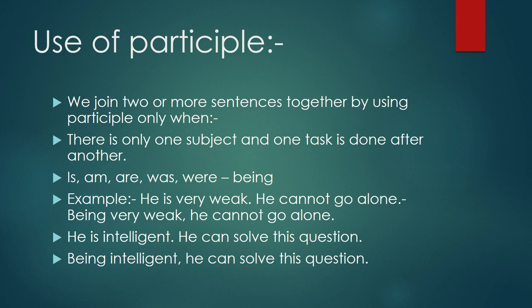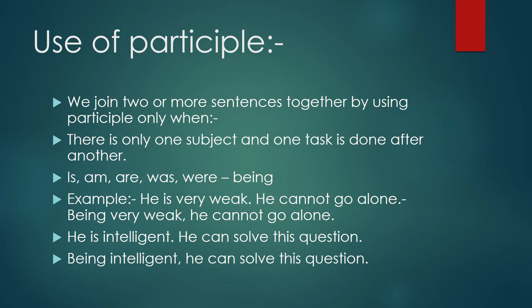Use of participle. When we join two or more sentences together by using participle, there is a condition that you have to follow. There is only one subject and one task is done after another. Is, am, are, was, were. On the place of these helping verbs, we use being.